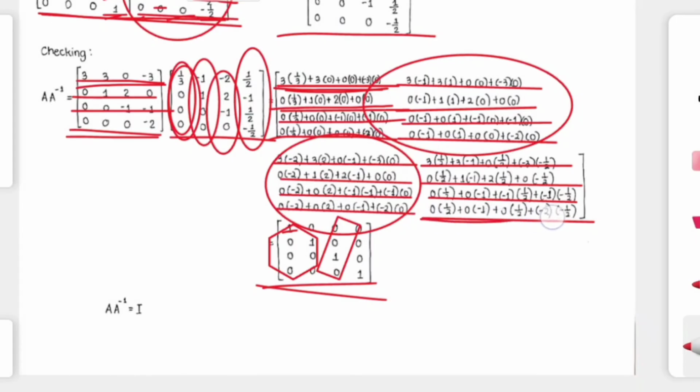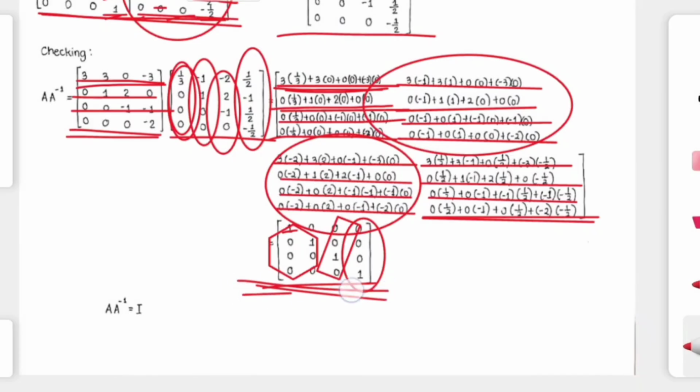And for the last column, we have 3 times 1 half plus 3 times negative 1 plus 0 times 1 half plus negative 2 times negative 1 half is equal to 0. And then we have 0 times 1 half plus 1 times negative 1 plus 2 times 1 half plus 0 times negative 1 half is also 0. And then 0 times 1 half plus 0 times negative 1 plus negative 1 times 1 half plus negative 1 times negative 1 half is equal to 0. And for the last one, we have 0 times 1 half plus 0 times negative 1 plus 0 times 1 half plus negative 2 times negative 1 half is equal to 1. So we have here column 4 equal to 0, 0, 0, 1.